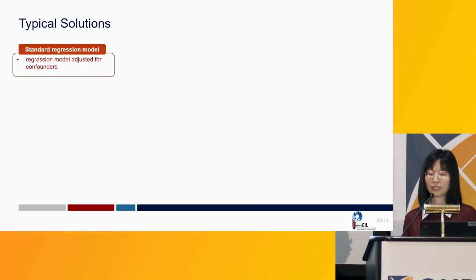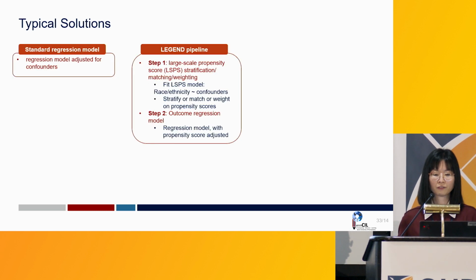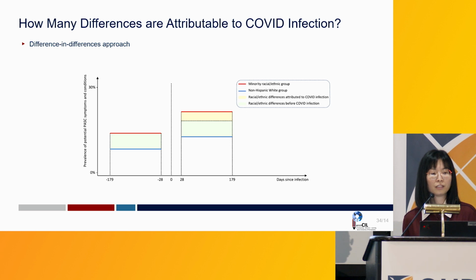A classical solution is the standard regression model adjusted for measured confounders. Also in 2020, this legend paper suggested first fitting a large-scale propensity score model, followed by stratification, matching or weighting, and then running the outcome regression model with the propensity score adjusted. However, in our setting, how many of these differences are attributable to COVID infection? To account for the differences that are attributable to COVID infection, the difference in differences approach offers a robust solution.